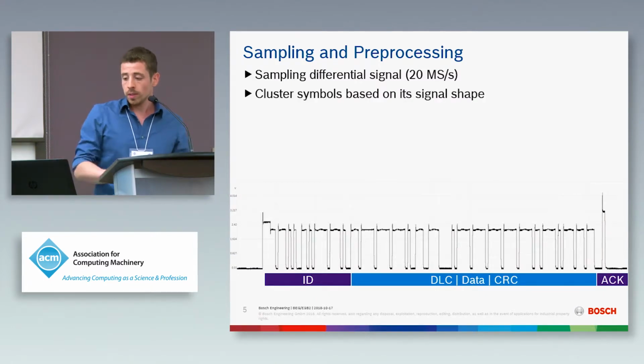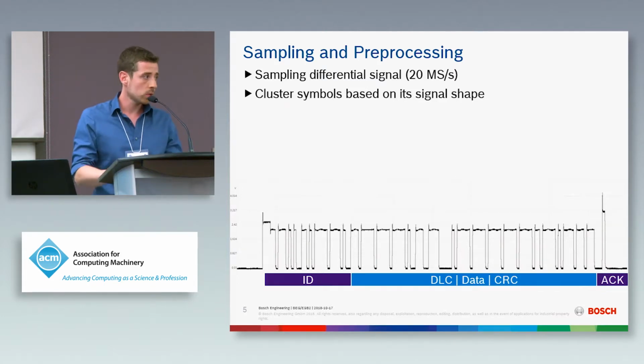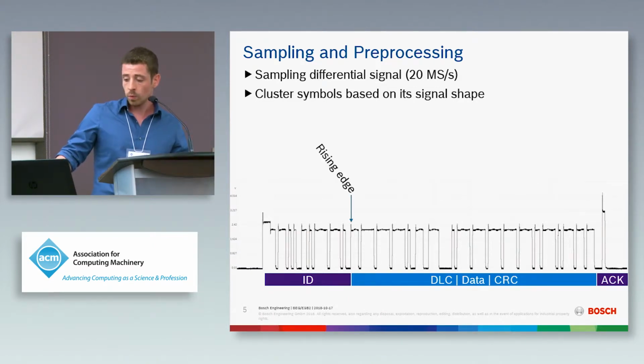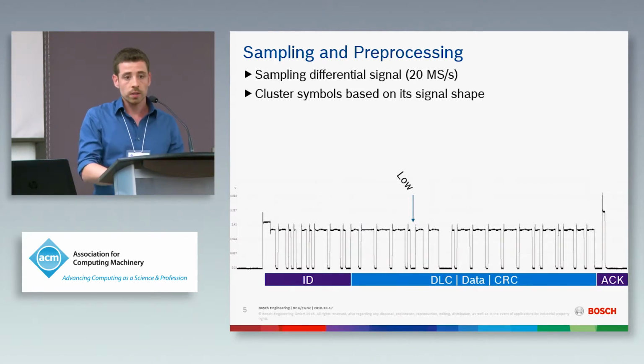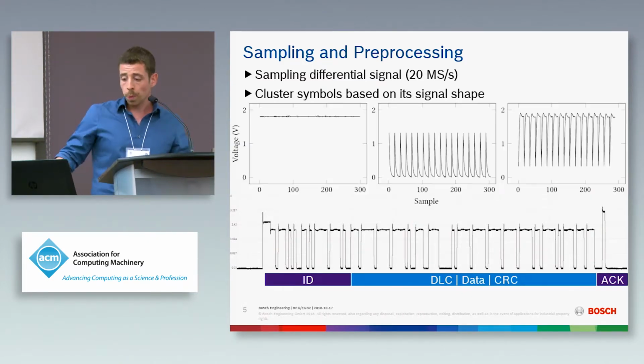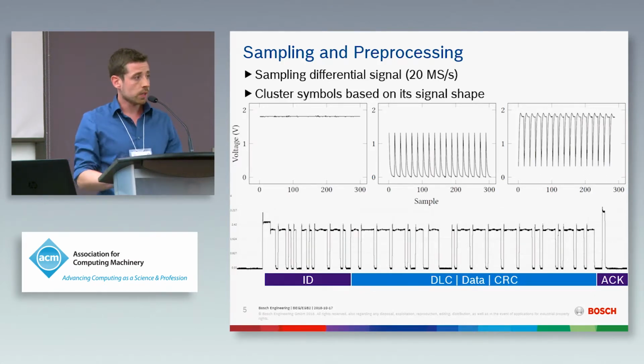Then we cluster the symbols based on the shape. We start after the ID, because the ID is potentially influenced by other ECUs due to simultaneous access at the beginning. We have rising edges, stable high signals, falling edges, and of course stable low signals. But the low ones are discarded, because they are basically zero with some noise. Then we have these three groups: the stable high signals, the rising edges, and the falling edges.